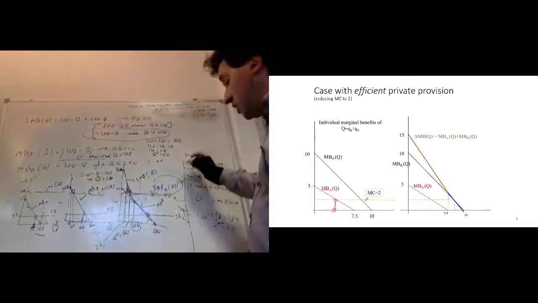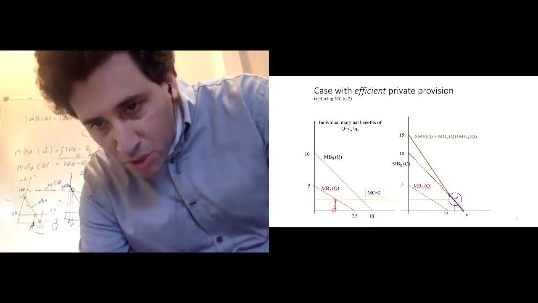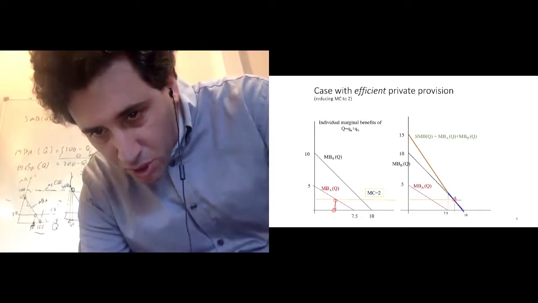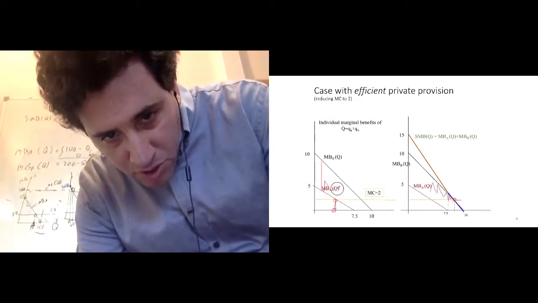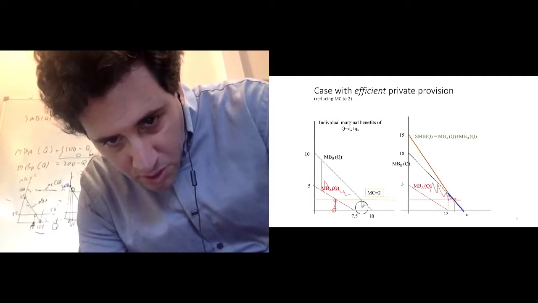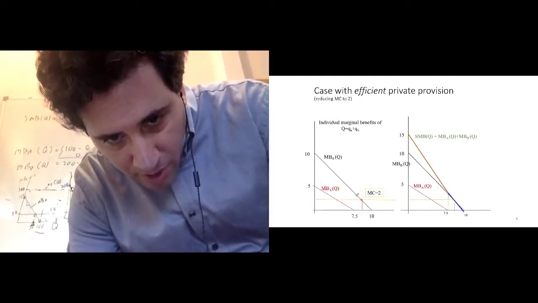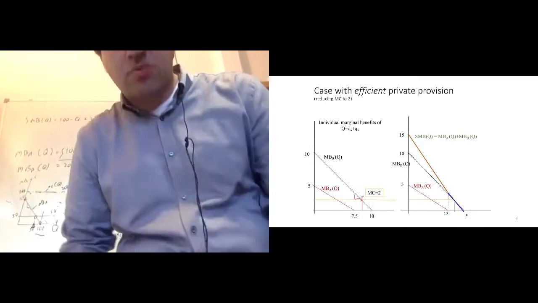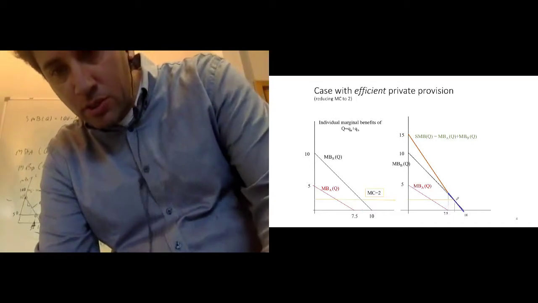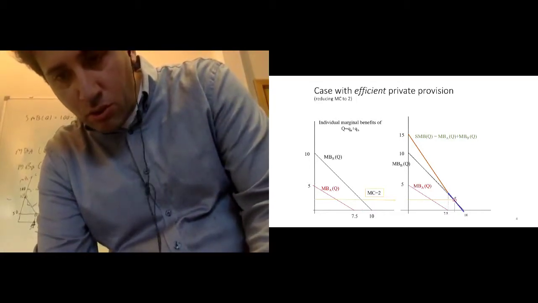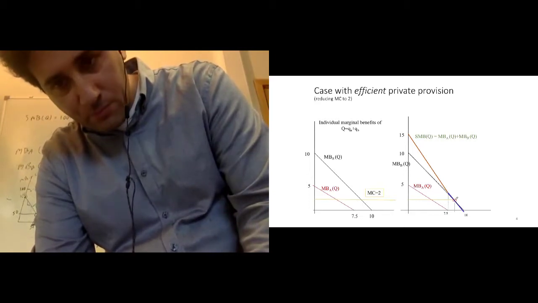Well, B will say, all right, let's go to the PowerPoint. I will choose the point at which my marginal benefit equals the marginal cost. Because all units before this, in this case 7.5, yielded me personally more marginal benefit than they cost me personally to provide. Now note that at this point, only B is getting additional benefit.